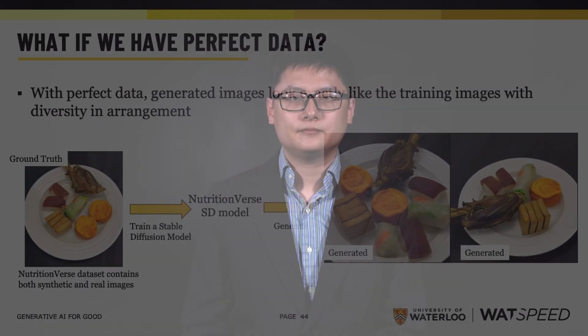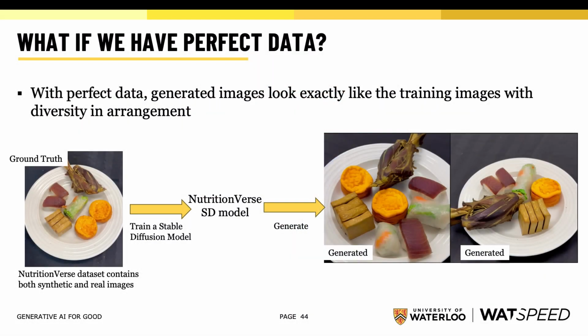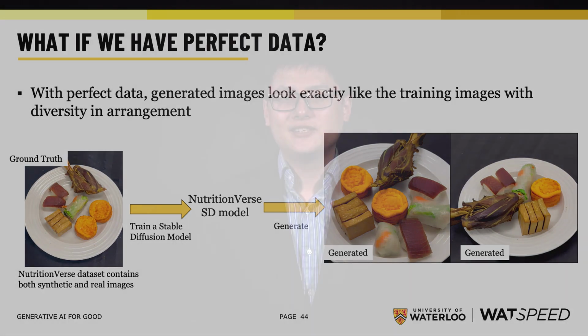So the next question comes to our mind: what if we have a perfect dataset? This time, instead of using the open source dataset, we used our synthetic dataset to train a Stable Diffusion model on it. And the generated images look exactly like the images in the training dataset. That is exactly what we want. This leads us to our next best practice: clean your data.